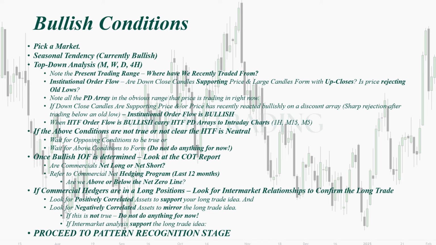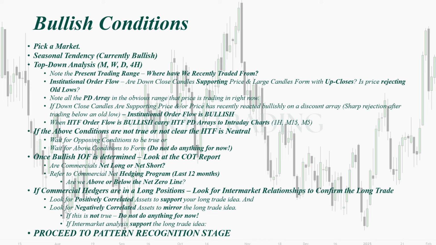For the top-down analysis, I start with noting the present trading range, and by looking at where we have recently traded from. After that, I'm trying to determine institutional order flow. If down close candles are supporting price, and/or large candles form with up closes, and/or price has recently reacted bullishly on a discount array, for example, price has a sharp rejection after trading below an old low, institutional order flow is bullish. When higher time frame order flow is bullish, I carry higher time frame PD arrays to intraday charts, 1 hour, 15 and 5-minute charts.